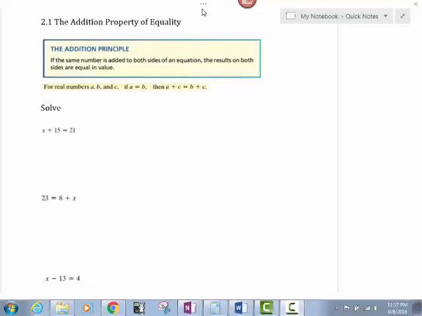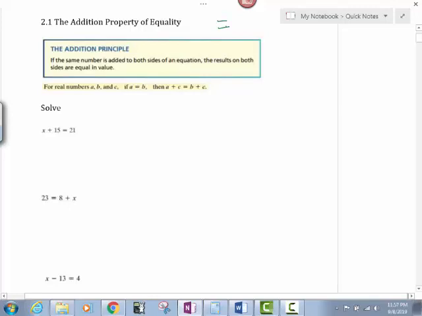All right, section 2.1 talks about the addition property of equality. In chapter 2, we're actually going to be solving equations, okay? So the one thing that I want to mention before we solve an equation, or in solving equations, the one thing we should see in our problems, in every single one of them, is an equal sign, okay?